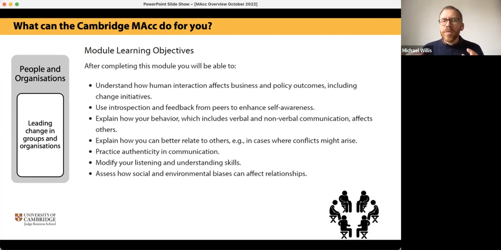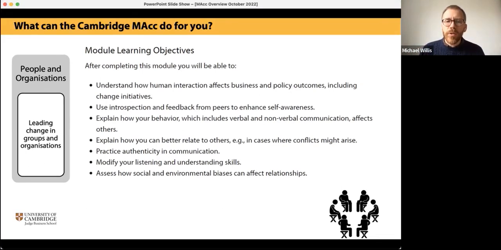It involves essentially developing self-awareness and an understanding of how our own behavior, our own communication, and our own emotions affect and impact a whole system of communication and behaviors. So this includes a lot of introspection, feedback, and interaction, understanding authenticity, understanding listening, and understanding how our own biases play into this interaction.